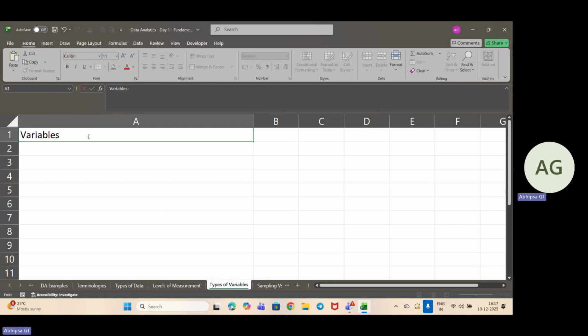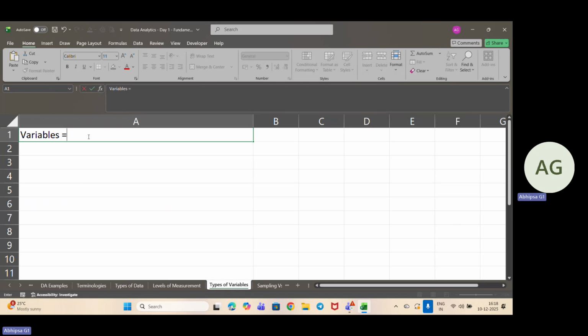Suppose you are doing your final project, and based on the scenario you need to collect some data related to the students. You will get information like student age, height, favorite color, and exam marks. These are changing pieces of information, and we call them variables. A variable is anything that can be changed or varied.